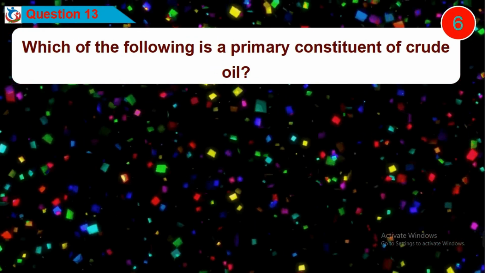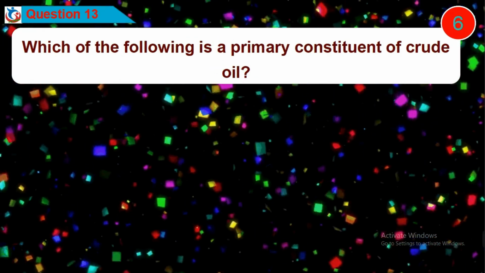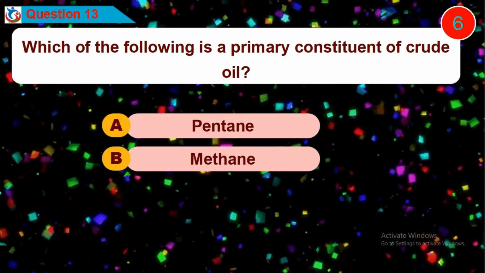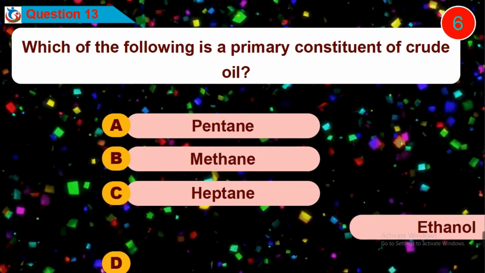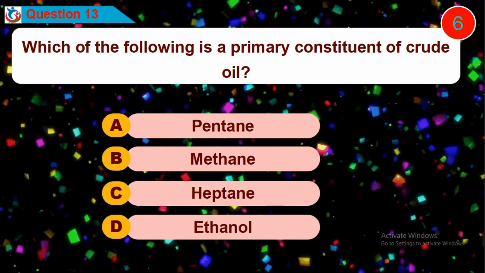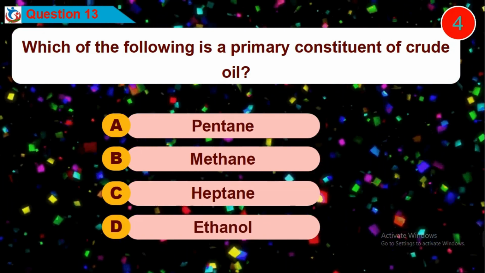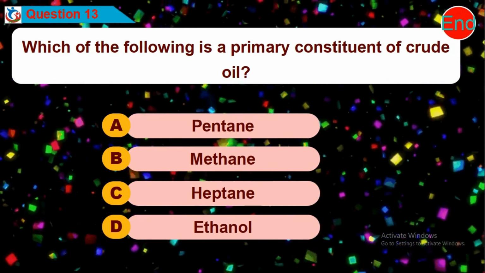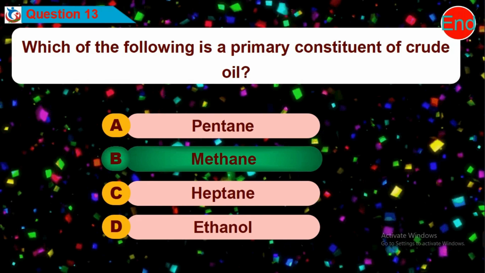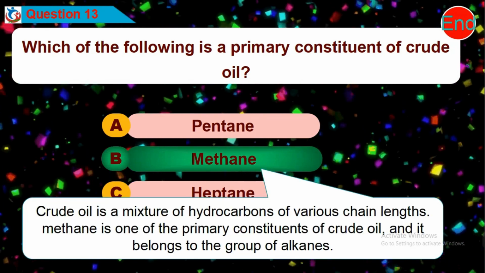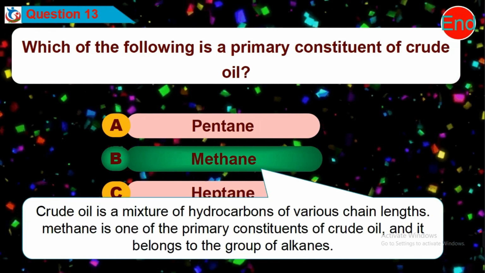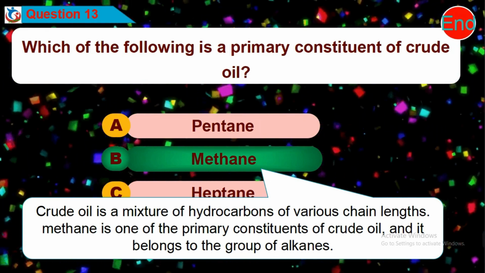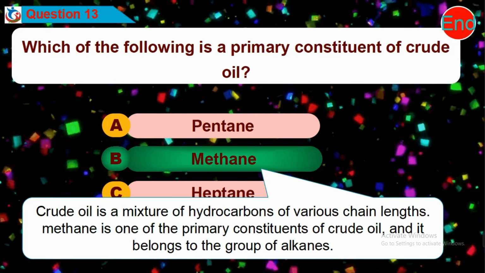Question 13. Which of the following is a primary constituent of crude oil? Is it option A, B, C, or D? Crude oil is a mixture of hydrocarbons of various chain lengths. Methane is one of the primary constituents of crude oil, and it belongs to the group of hydrocarbons.